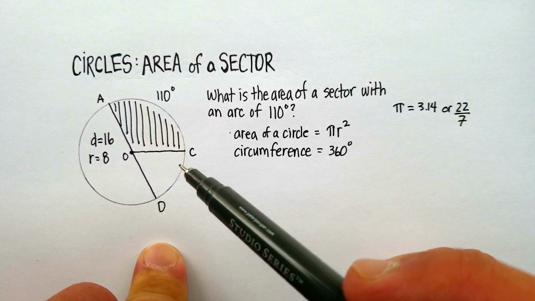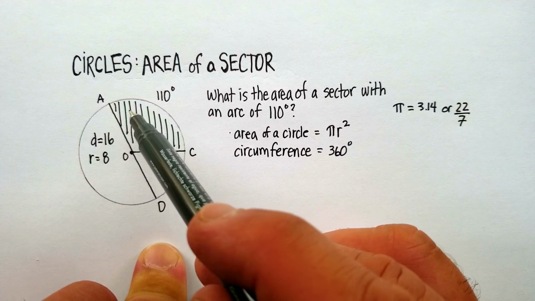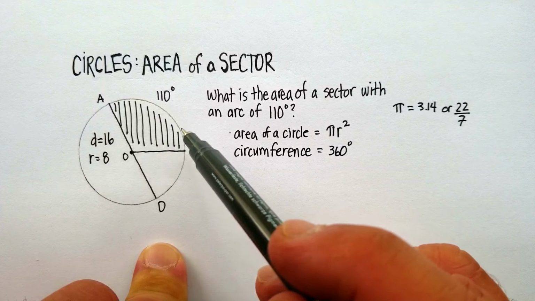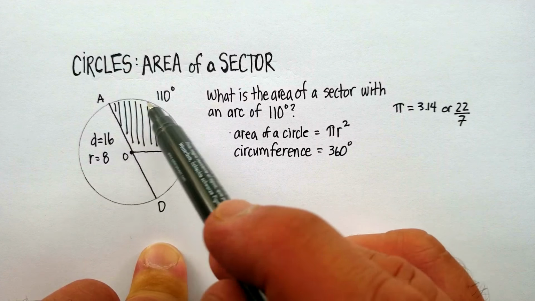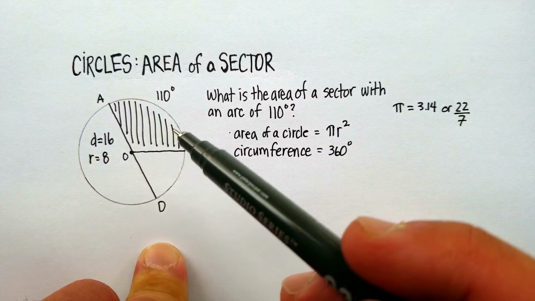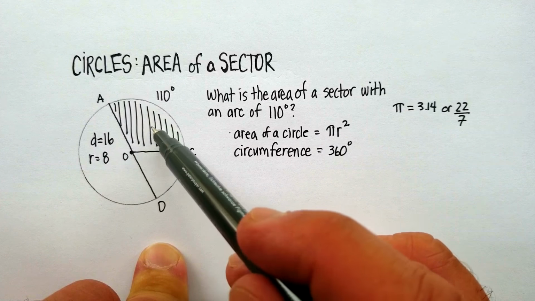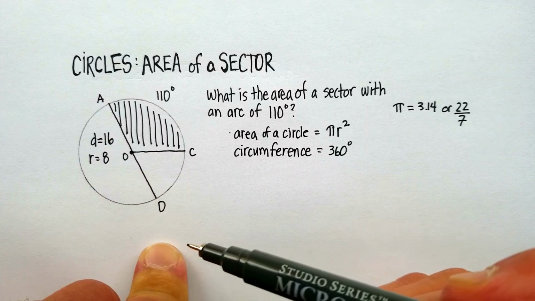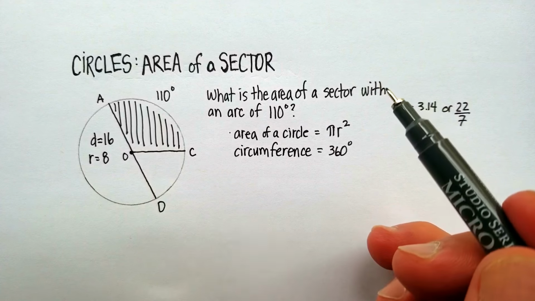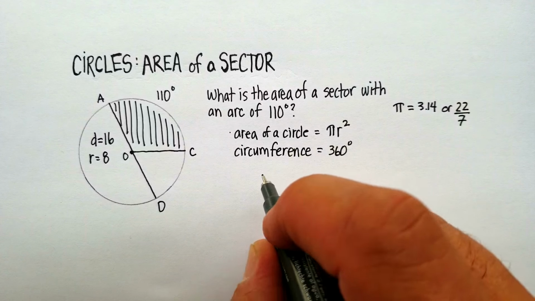Let me say that again. We know that this particular area is really a proportion of 110 degrees over 360 for the whole circle, which would be proportional to the area of the sector to the area of the circle. So that's one way we could actually figure this problem out, right? So let's go ahead and start doing that.